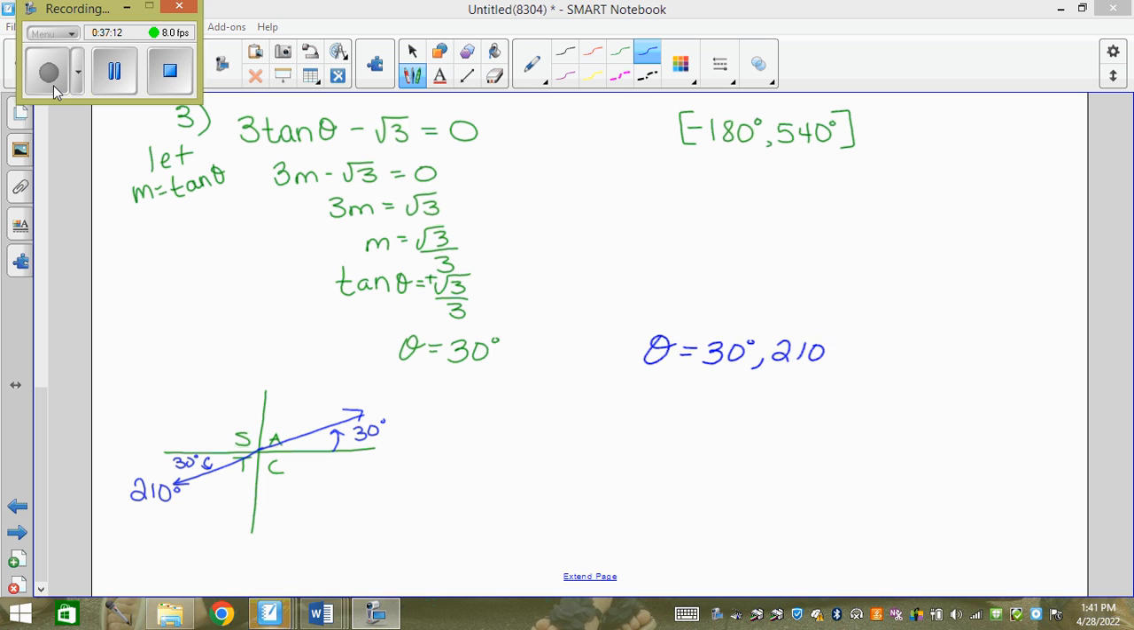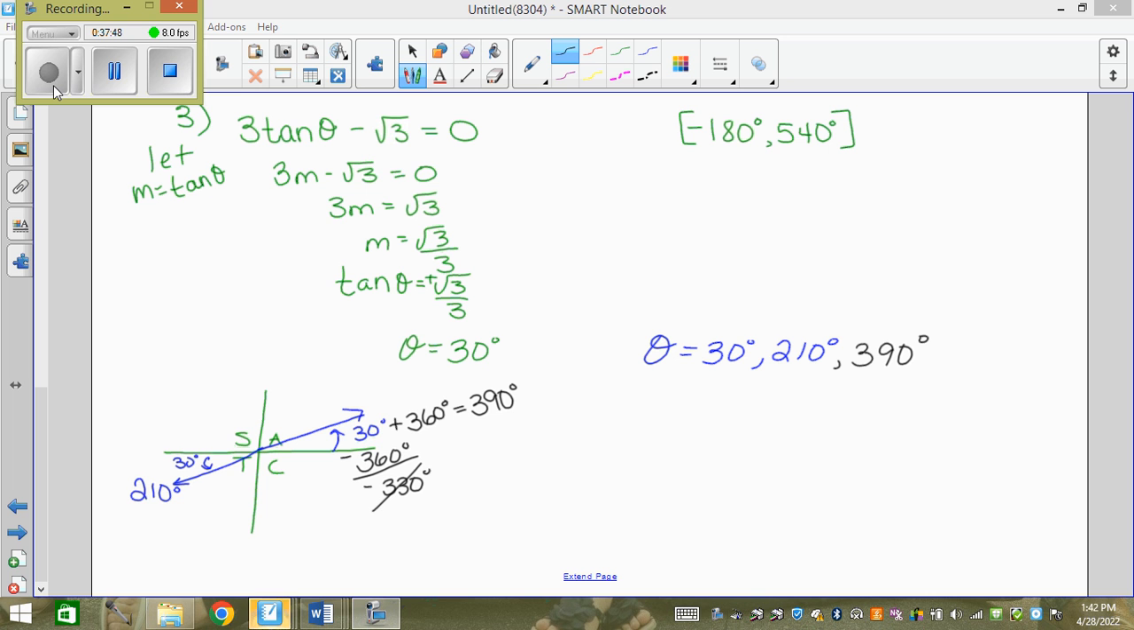And then we have to check its coterminals. So if I subtract 360 from 30, I get negative 330. Does that fit in my domain from negative 180 to 540? No. Let's check the next one. Plus 360. Does 390 fit in 540? Yep. If I add another 360, it's way too big, so I stop. Right? I keep adding and subtracting until I get outside the domain.